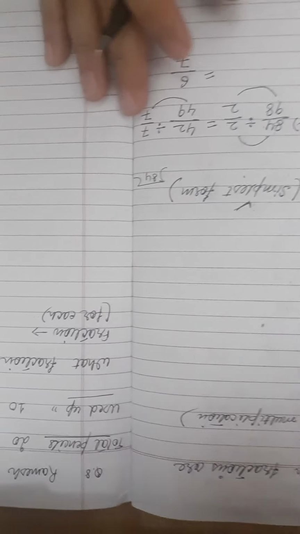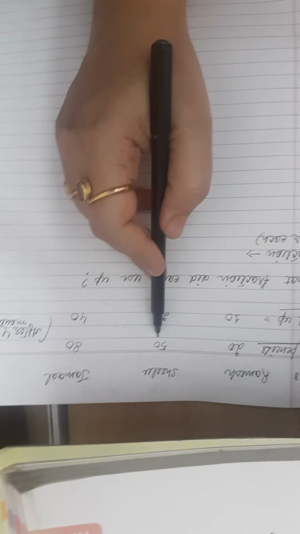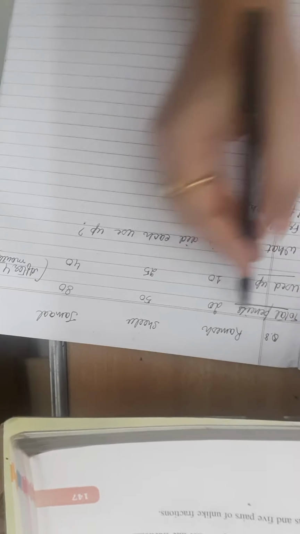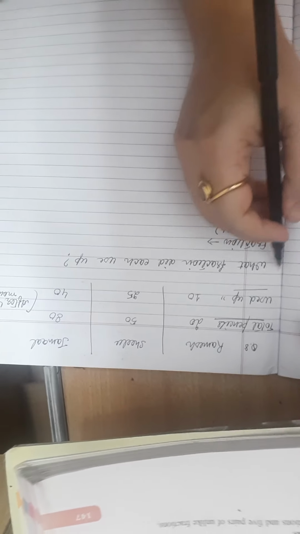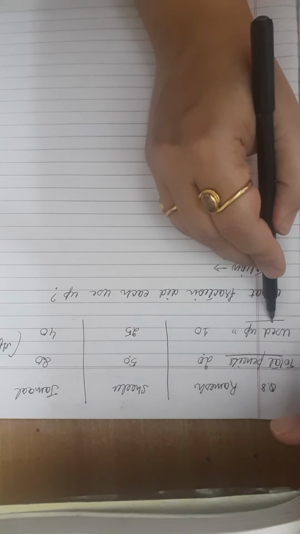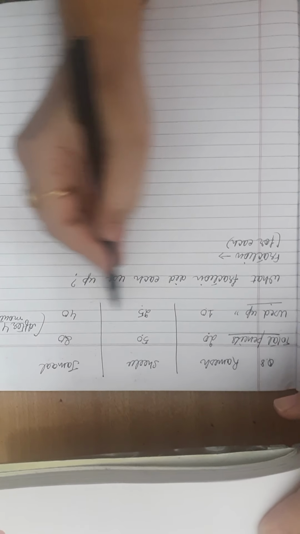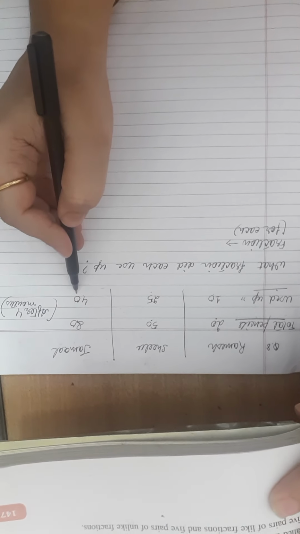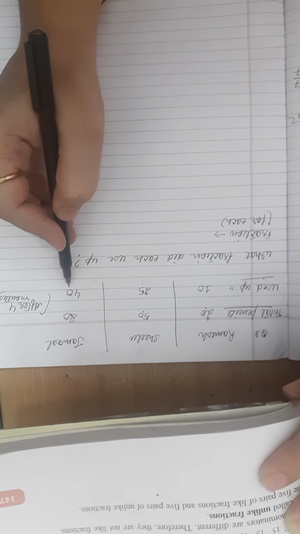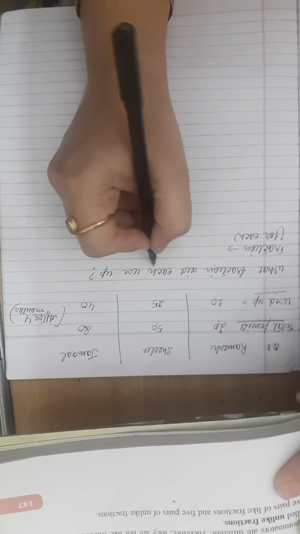Now come to question number 8. It is saying Ramesh had 20 pencils, Sheelu had 50 and Jamal had 80 pencils. So I have made the table of total pencils Ramesh had, Sheelu had and Jamal had. And the question is saying after 4 months Ramesh used up 10 pencils, Sheelu used up 25 pencils and Jamal used up 40 pencils. The question is what fraction did each use up? So you have to write the fraction each used up.